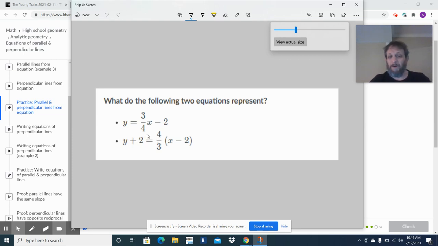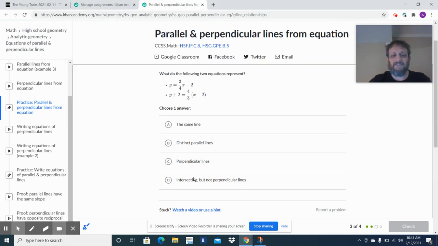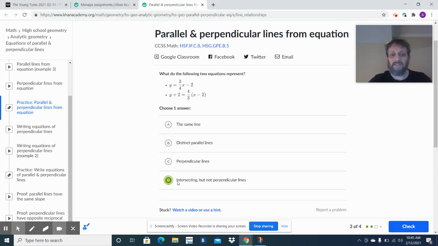The question is, are they perpendicular? And they're close, but they're not. They are reciprocals. That's 3/4. That's 4/3. But they're not opposites. They are reciprocals, but they need to be opposite reciprocals to be perpendicular. So this is not perpendicular. This is going to be intersecting, but not perpendicular.